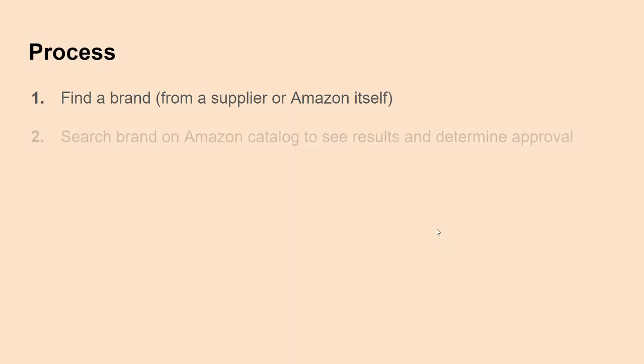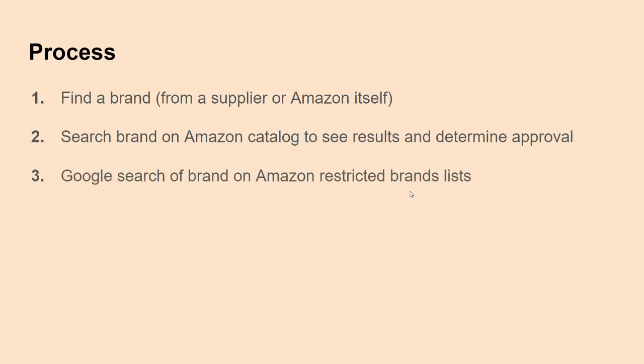All right. So basically there's a process. I'm just going to outline the very general process here. Number one, you're going to find a brand. You can find a brand from a supplier or from Amazon. And when I say find a brand, I mean you're finding multiple brands. Number two, you can search the brands on Amazon's catalog to see what results you get and then to determine if you have approval for the brand. But number three, you need to really check to make sure the brand is not on some restricted brands list. You can find restricted brands lists on Google, and I'll show you how to do the Google search where you can check more than one list at a time.